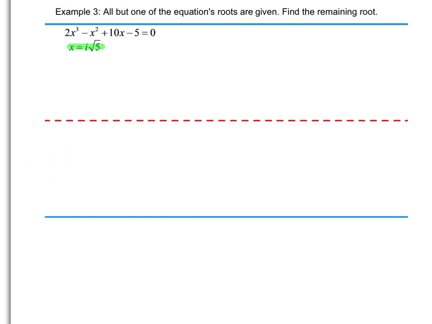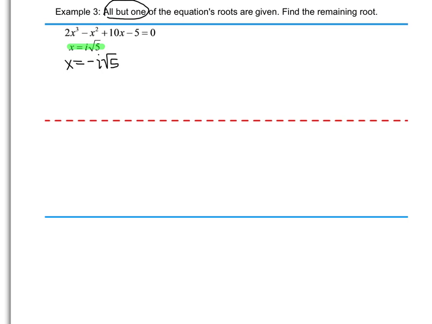Little bit different directions here. It says all but one of the equation's roots are given. Now we need to find the remaining root. So this says all but one, but that's already assuming that we know the conjugate root theorem, and we know that if i root 5 is a root, then negative i root 5 is also a root. So there's one more besides that, right? This is a cubic equation. It's degree 3, so we need to have 3 roots. So we're still missing one more.